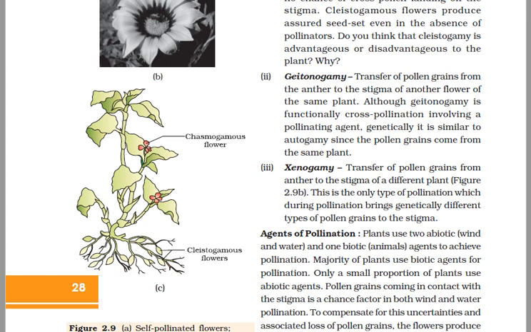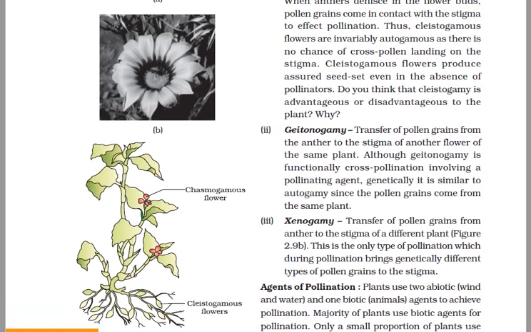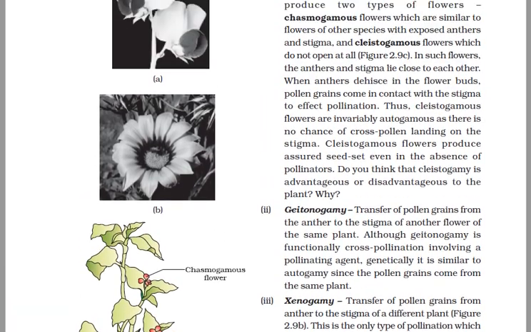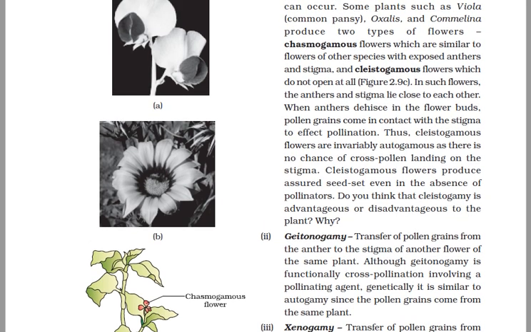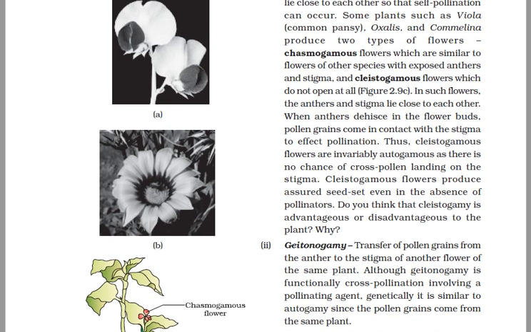In autogamy, the flowers may be open. Here you see above, it's written in your NCERT, there are two types of flowers: chasmogamous and clistogamous. The open flowers are chasmogamous, or they remain closed and never open. They are clistogamous.